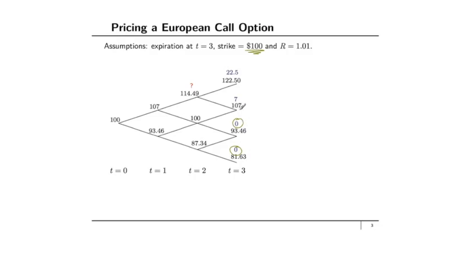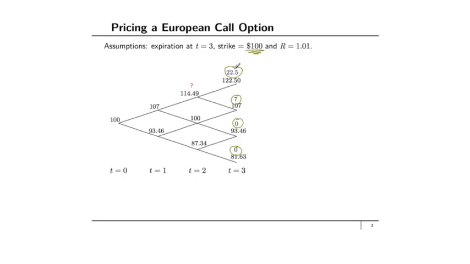If the stock price ends up at 107, you would exercise. You'd get 107 minus 100, which is $7. Likewise, up here, you would receive $22.5. And now what we want to do is figure out how much is this option worth at time t equals 0. In other words, what's the fair value or arbitrage-free value of this option?